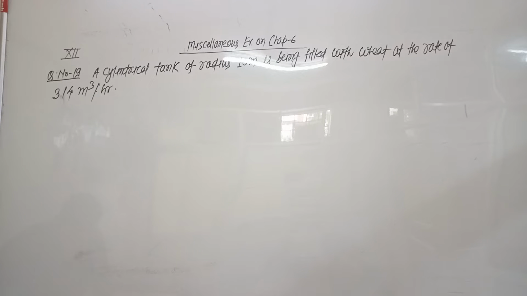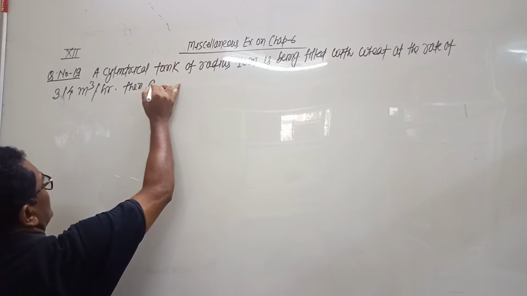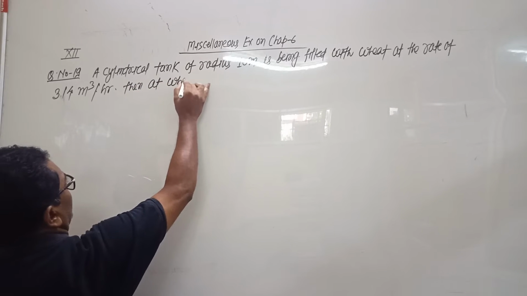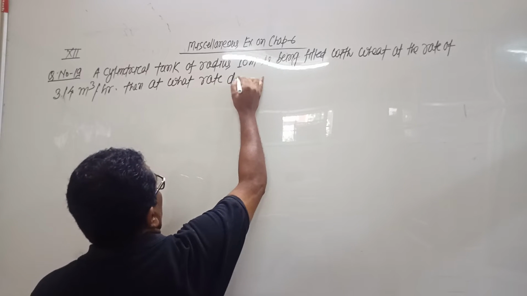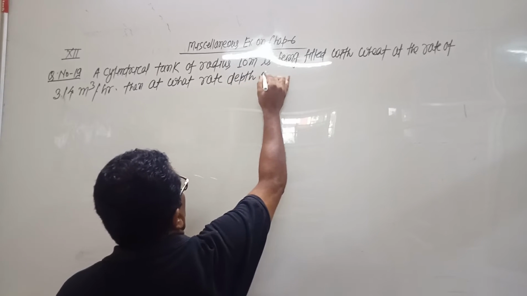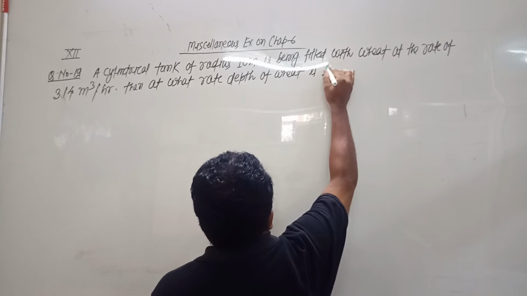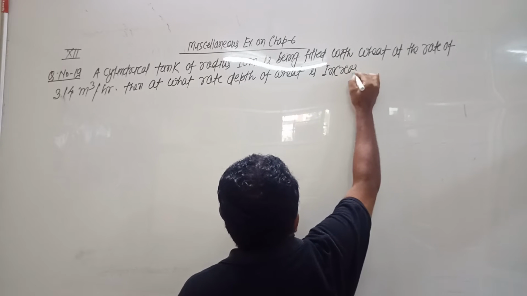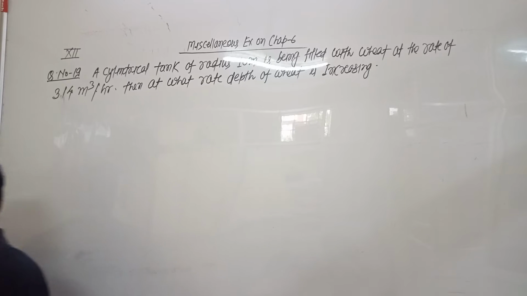Then the depth of wheat is increasing. At what rate is the depth of wheat increasing? We have to find the rate at which the depth of the wheat in a cylinder is increasing.